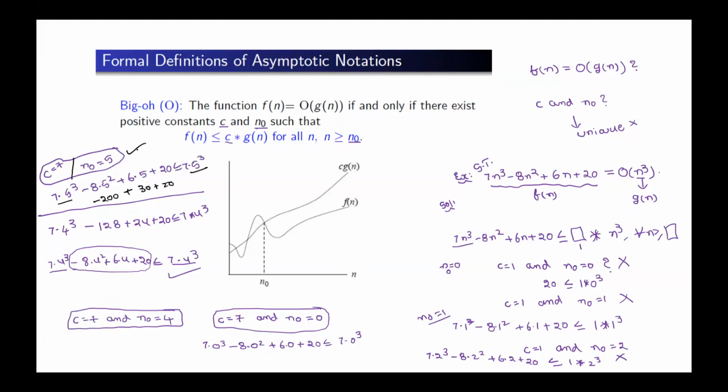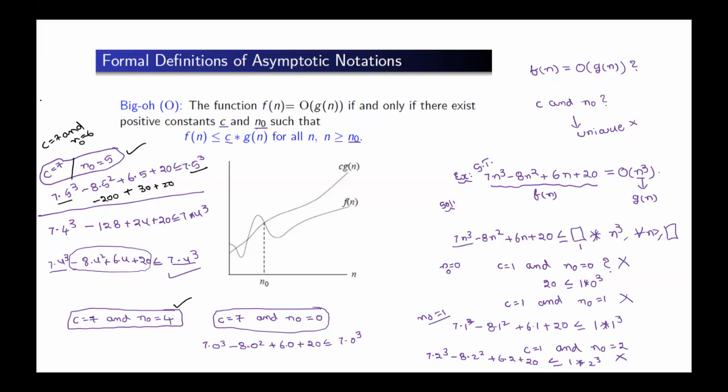Is this a correct choice? C equals 7 and N naught equals 4, is this a correct choice? Yes, sir. Yes, both are. C equals 7, N naught equals 6, is that a correct choice? If N naught is 4 is a correct choice, automatically N naught equals 5 is also a correct choice, N naught equals 6 also. Any value greater than 4 is automatically a correct choice.